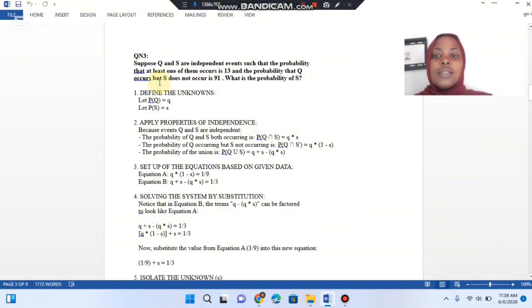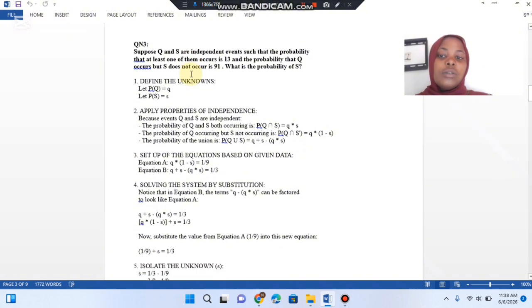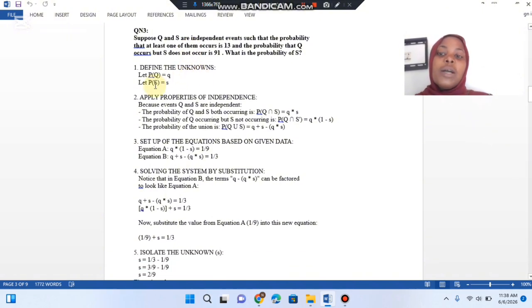So question 3 is, suppose Q and S are independent events such that the probability that at least one of them occurs is 13 and the probability that Q occurs but S doesn't occur is 91. What is the probability of S? So here we first define the unknowns, whereby we let probability of Q to be small q, probability of S to be small s. Since they are independent events, the probability of Q and S both occurring is Q times S. The probability of Q occurring but S not occurring is Q times 1 minus S. The probability of the union is Q plus S minus Q times S.